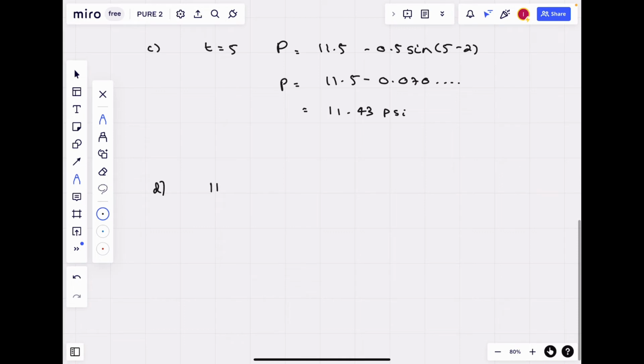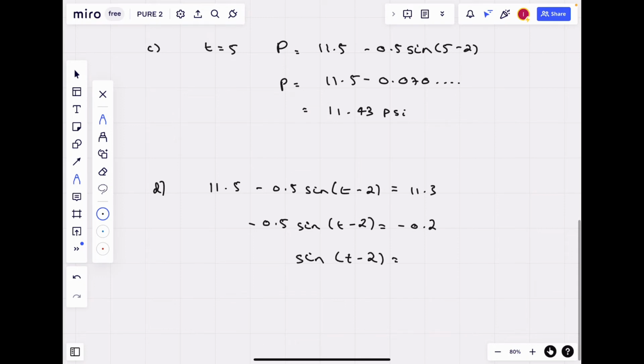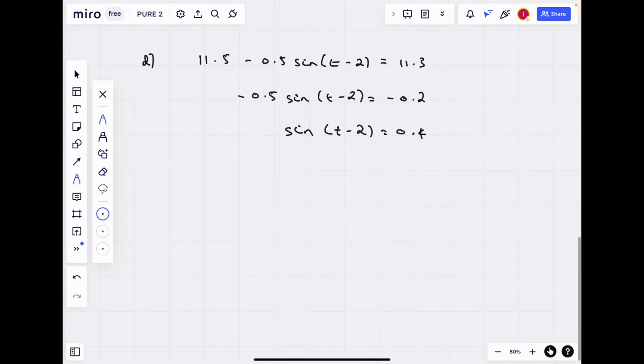Okay. Cabin pressure exactly 11.3. Now I should solve. Minus 0.5 sine(t minus 2) equals minus 0.2. So sine(t minus 2) equals 0.4. T minus 2 equals inverse sine of that. So the first value is 0.4115.